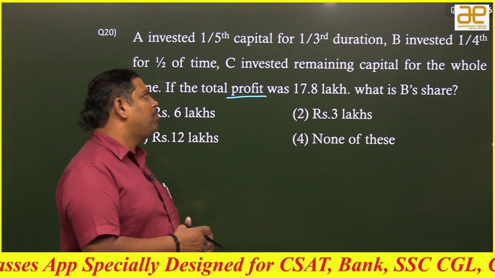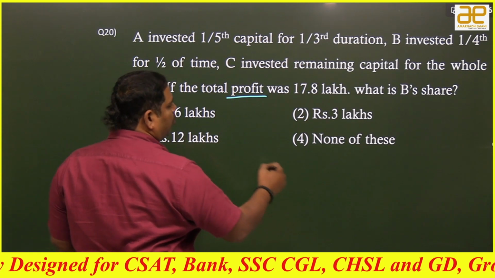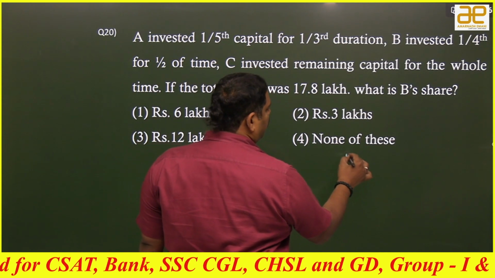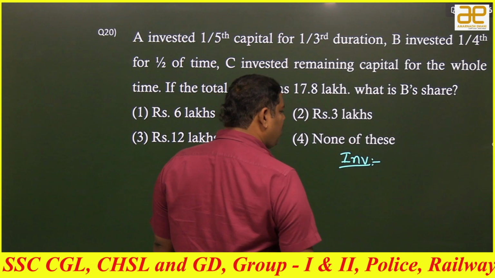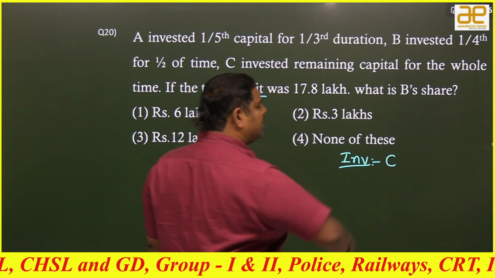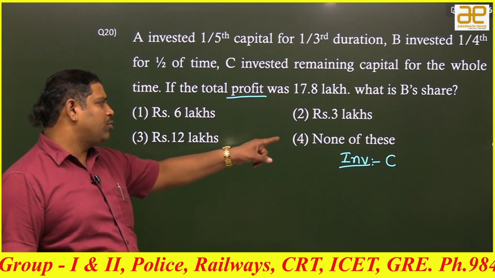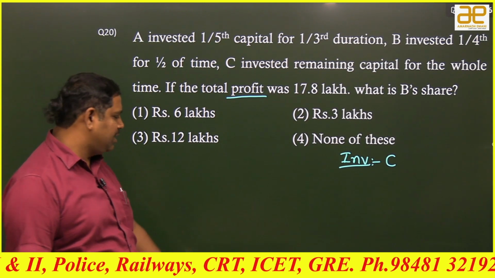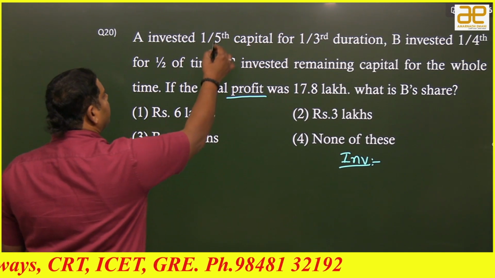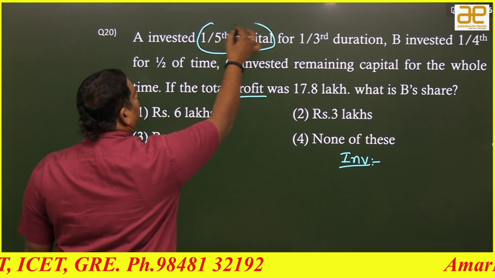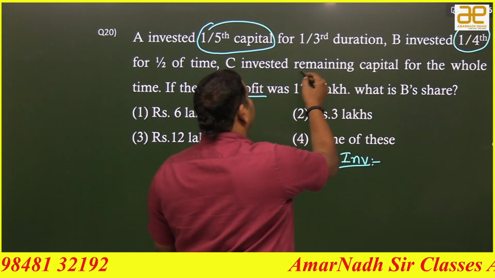So first I will explain the processed method. Let us think of investment only. Here I am writing only about investments, the capitals. Let us imagine the total capital is C rupees. But that C only makes a problem. A invested 1/5 of the capital, B invested 1/4 of the capital, and C invested the remaining capital.